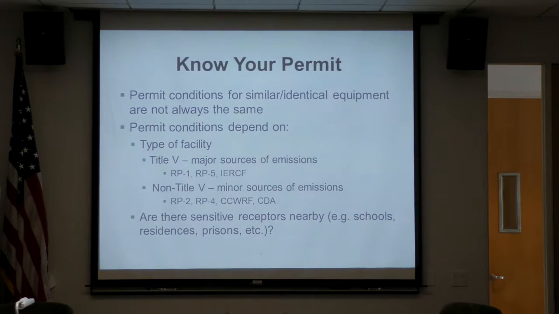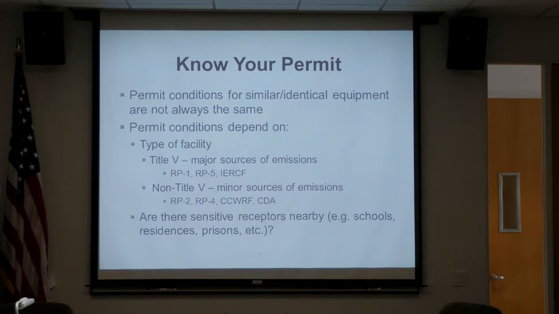Your permit conditions ultimately also depend on whether or not there are sensitive receptors near the equipment. And sensitive receptors are typically schools, residences, and prisons. So a good example would be for RP1, the emergency engine at T plant.